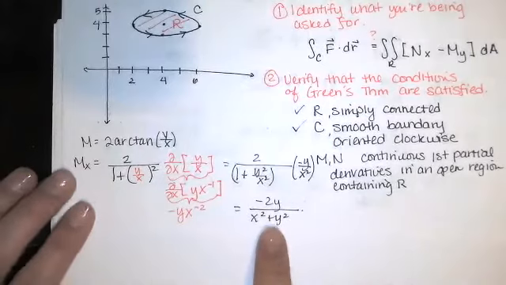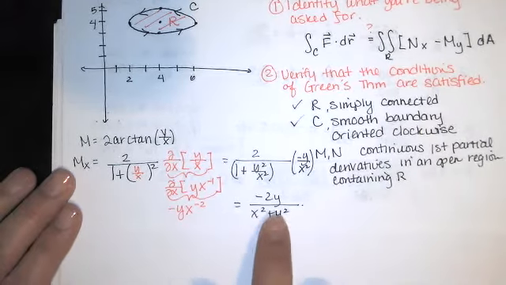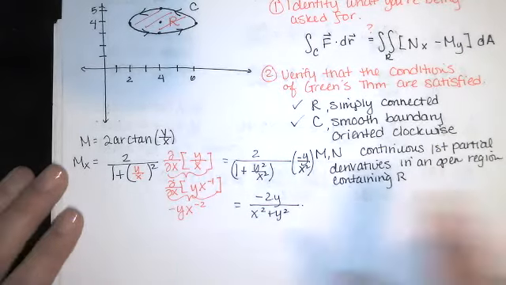All right, so is this continuous in an open region containing R? Well, the only problem I'm going to have is at 0, 0, and we're nowhere near 0, 0. So this one's continuous, we're good.